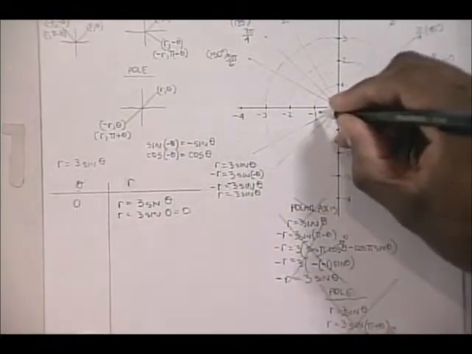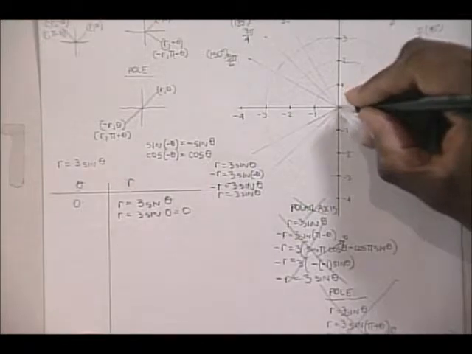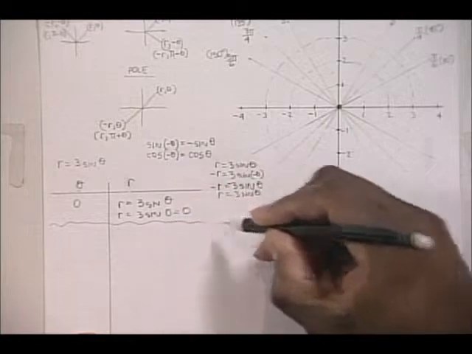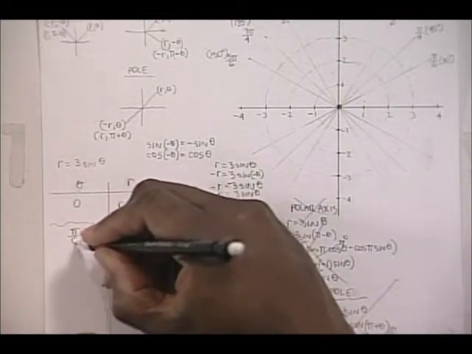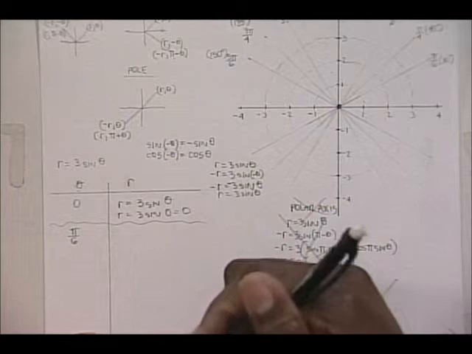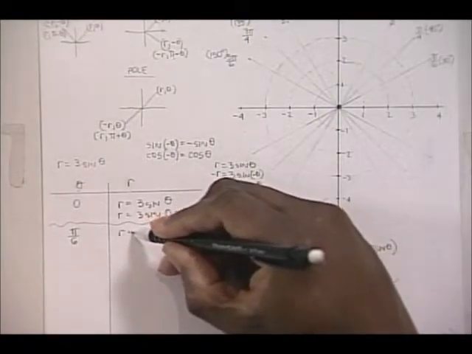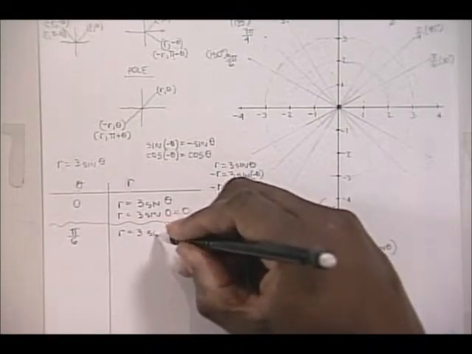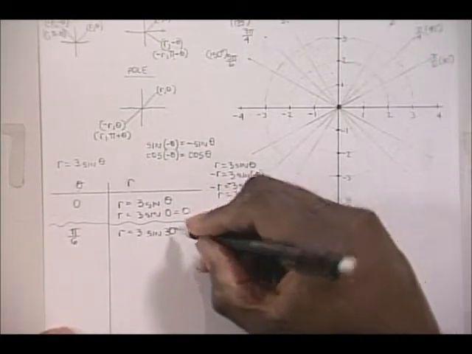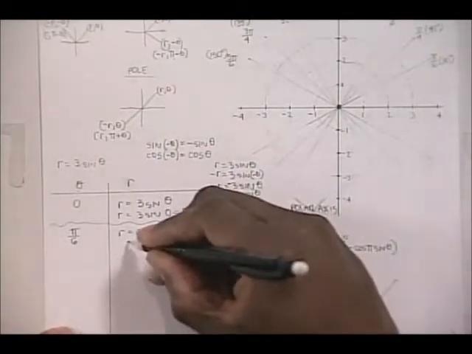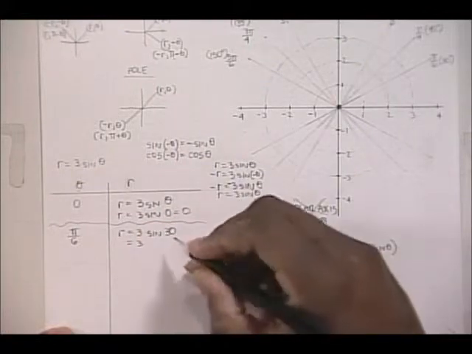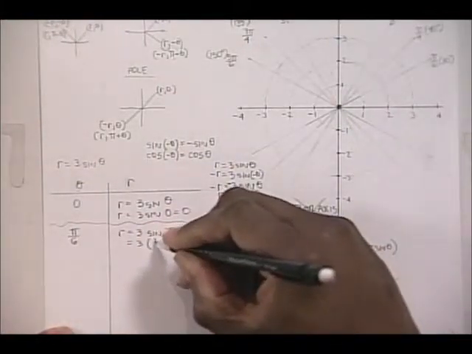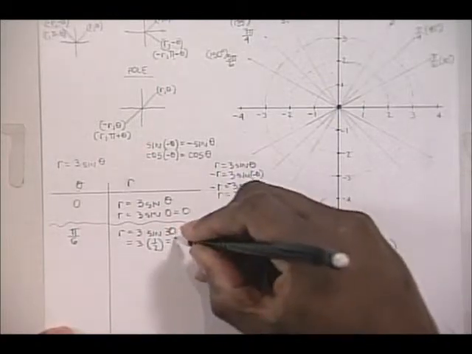So theta is 0, 0 degrees here, or radians, however you want to look at it. And you end up with 0, so you're looking at a radius of 0. Let's plot another point. π/6, or 30 degrees, however you want to look at it. We get r is equal to 3 sin of 30 degrees, or π/6. And 3 sin of 30 degrees is half. 3 divided by 2, you end up with 1.5.